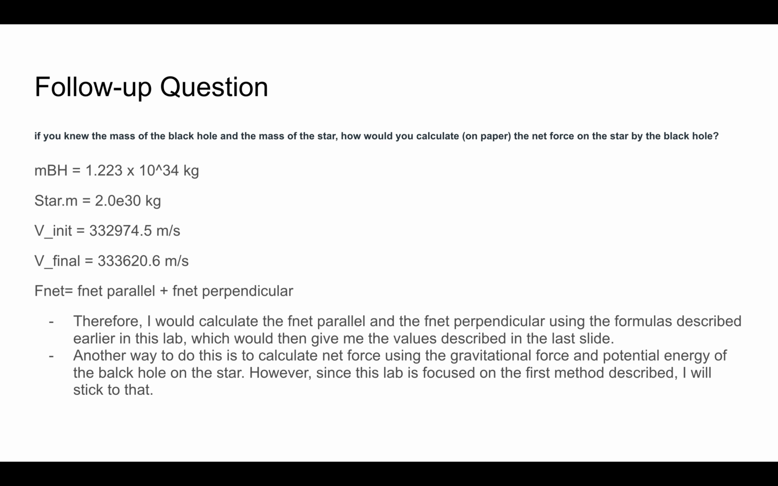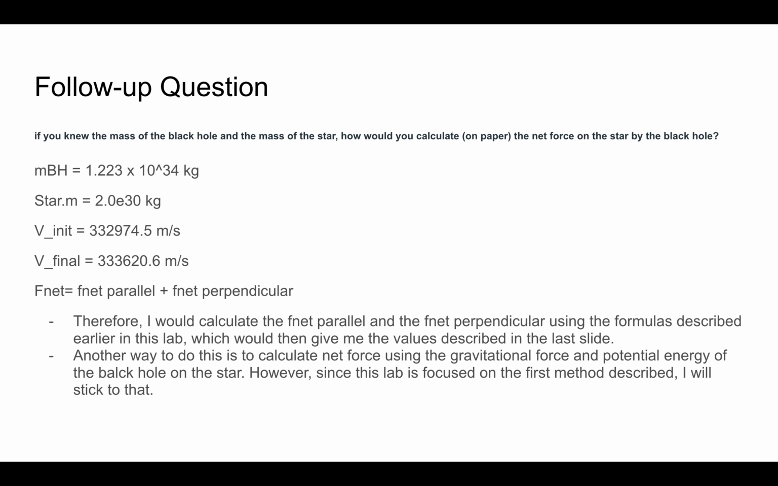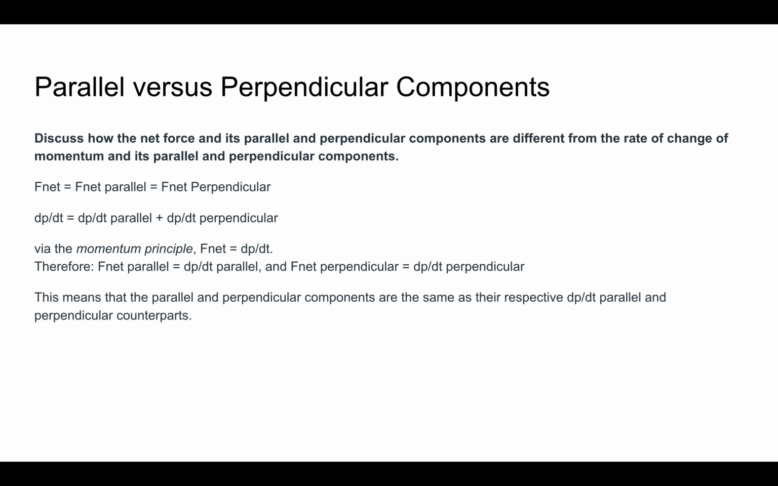Therefore, I would calculate Fnet parallel and Fnet perpendicular separately using the formulas described earlier in the lab, which would then give me the values described in the last slide seen here, 1.497 times 10 to the 28 newtons and 8.256 times 10 to the 28 newtons. And then I'd add those together, and I would get the net force. Another way to do this is to calculate net force using the gravitational force and potential energy of the black hole and the star. However, we would focus on the first method in this lab.